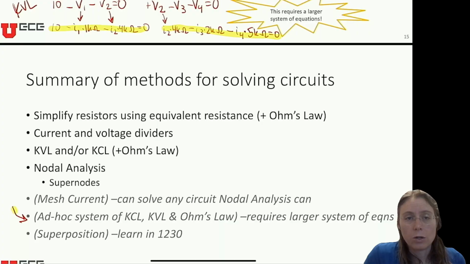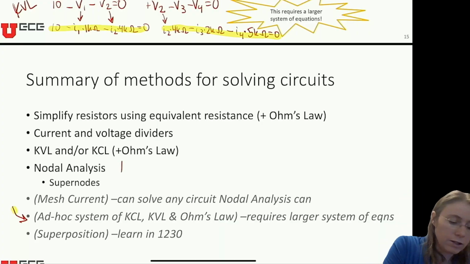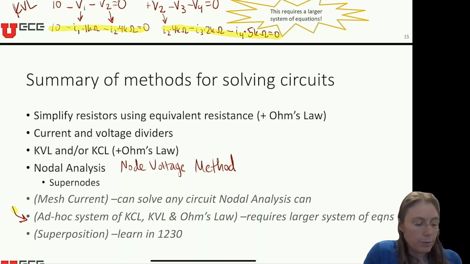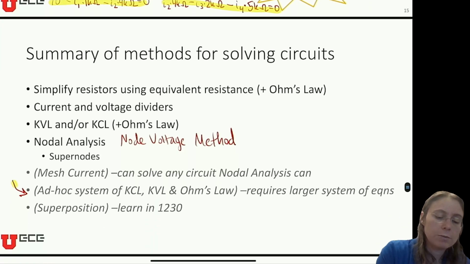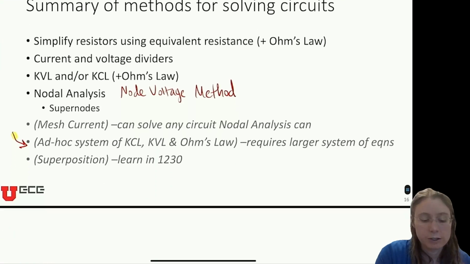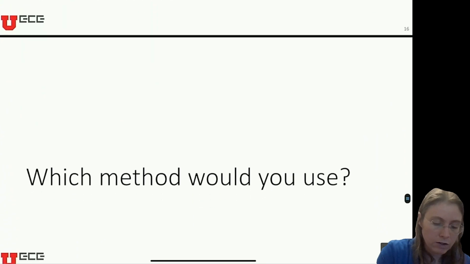We've been working on nodal analysis or node voltage method. Just gonna have 2 names for that. And we briefly learned that there's something called mesh current, which is kind of the dual of node voltage method. And then finally, you're going to learn one more way of doing this next term in 1230 called superposition. So there's many ways to solve a circuit, but some ways may be easier or harder in certain situations. So let's take a look at that.